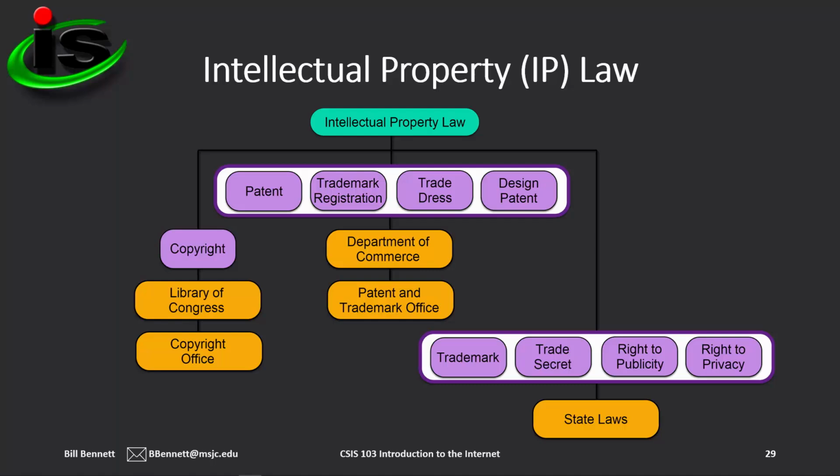In the chart that you're looking at, you can see that each of these laws are grouped based on the governing bodies. So on the far left there, copyright is governed by the Library of Commerce and the Copyright Office. The group of four at the top there are governed by the Department of Commerce, Patent, and Trademark Office. So those first two groupings are at the federal level. And then the last grouping on the bottom right is at the state level. The trademark, trade secrets, your right to publicity, and your right to privacy.